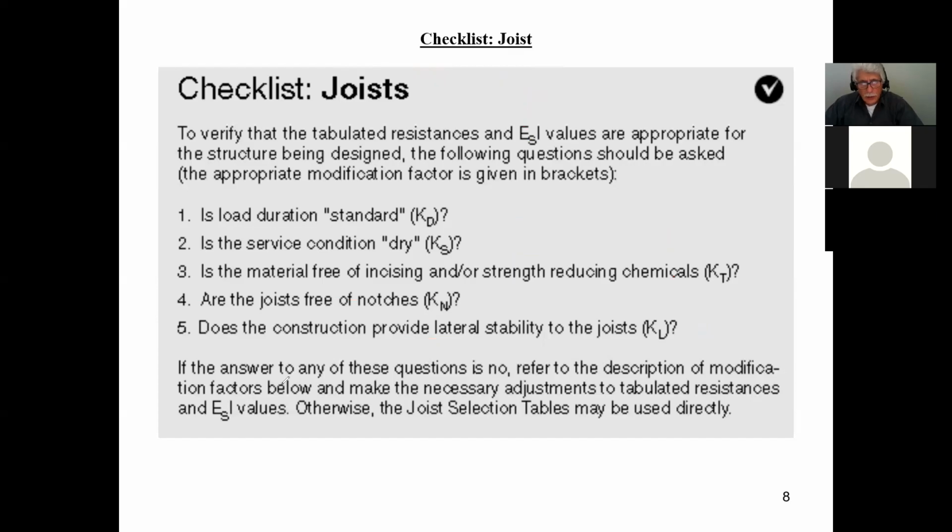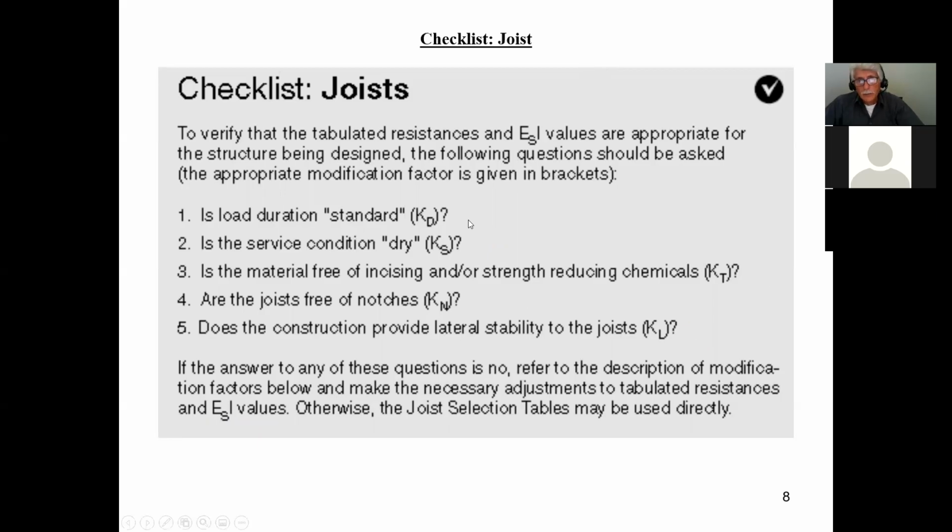And then it says, if the answer to any of these questions is no, which is no, no, no, yes, and yes, so any of them, okay, refer to the description of the modification factors below to make the necessary adjustments to the table and DS values. Otherwise, if you say yes, yes, yes, yes, you can use the value in the table. So that's what I like about these checklists. They are very much an aide-mémoire. They help you to remember that unless it's standard, unless it's dry, unless it's untreated, unless there's no notches, unless it's laterally stable, don't use the values. You've got to do something.